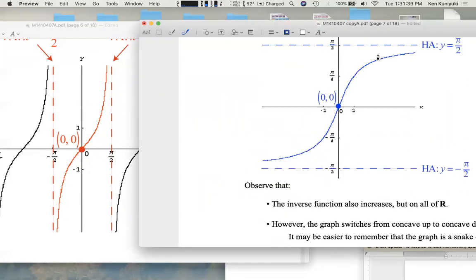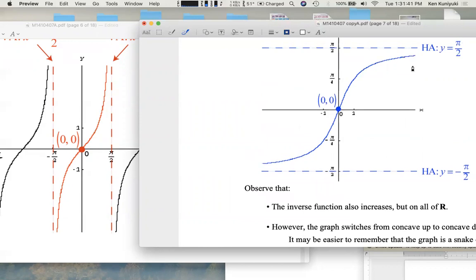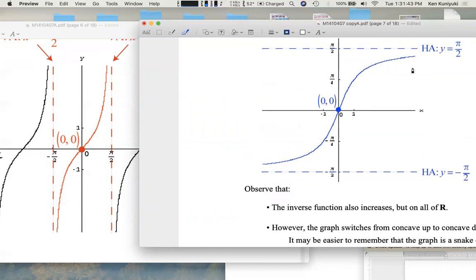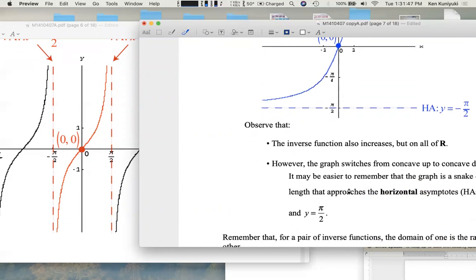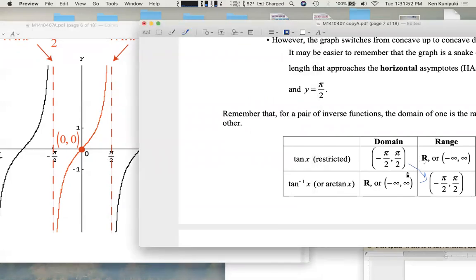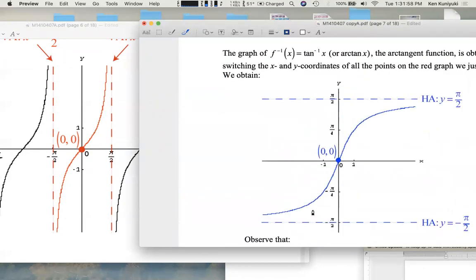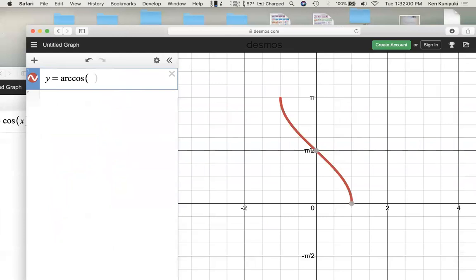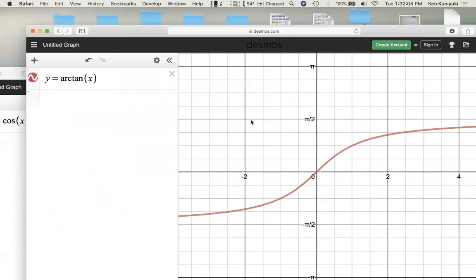And notice, unlike the other two guys, this inverse tangent graph is infinitely long. It has infinite arc length. It goes on forever and ever. The range for restricted tangent, all reals, becomes the domain for inverse tangent. These sets switch. On Desmos, when you graph y equals arctangent of x, it goes on and on and on, approaching the HAs at y equals -pi/2 and pi/2.